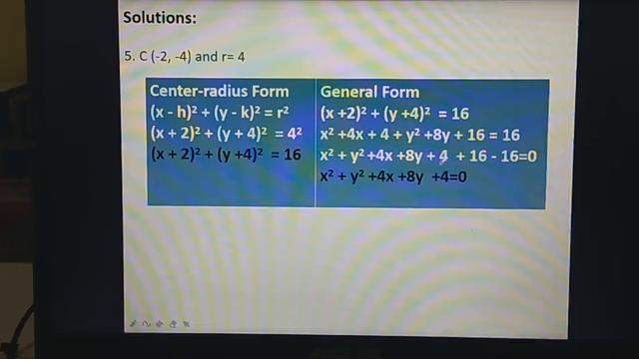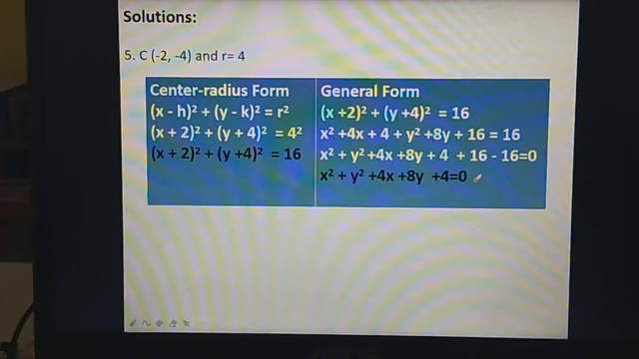So let us simplify. 4 plus 16 is 20, minus 16 is positive 4. That's why our value of f here, the constant term, is positive 4. So your general form will be x squared plus y squared plus 4x plus 8y plus 4 equals 0. So that's all for writing the equation of the circle in center, radius form, and in general form given the center and radius.